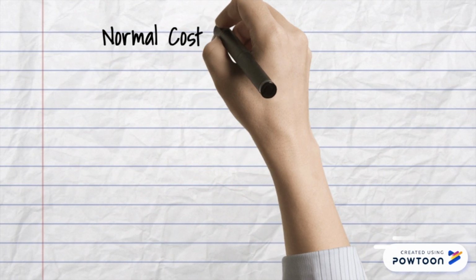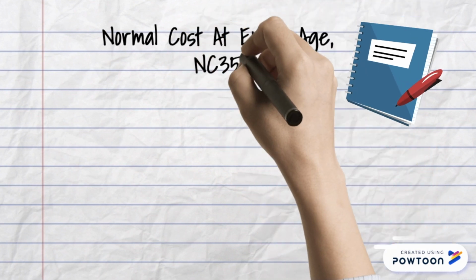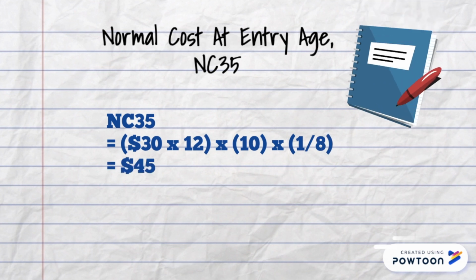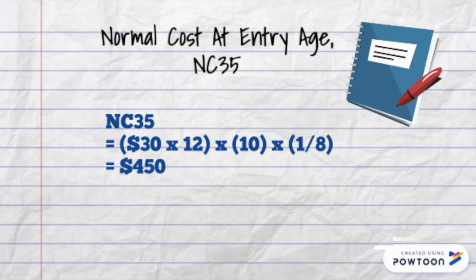The normal cost at entry age, NC35, is equal to $30 times 12 months times the annuity value of 10 times D65 over D35. That equals $450.